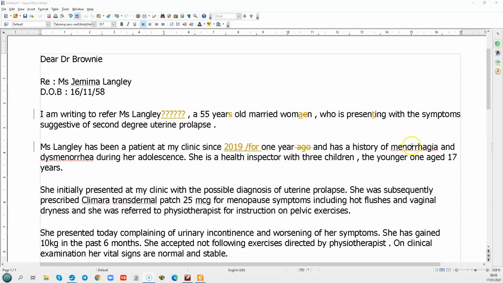And has a history of menorrhagia and dysmenorrhea during her adolescence. Okay, well that's like 40 years ago. Is that relevant? Adolescence? Now, I don't have the case notes here. They were not posted, so I've no idea about this. But as I've said before, what we usually do, well, I do as my method, is to put myself in the shoes of the reader.